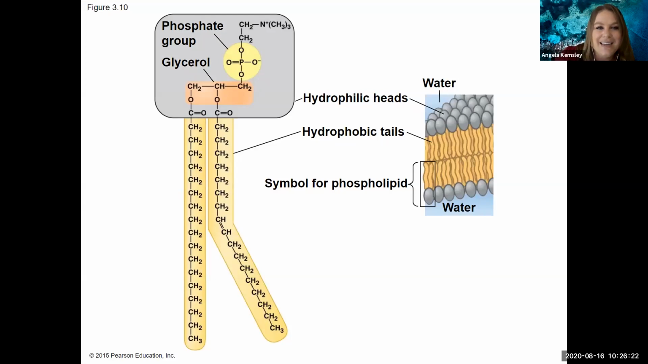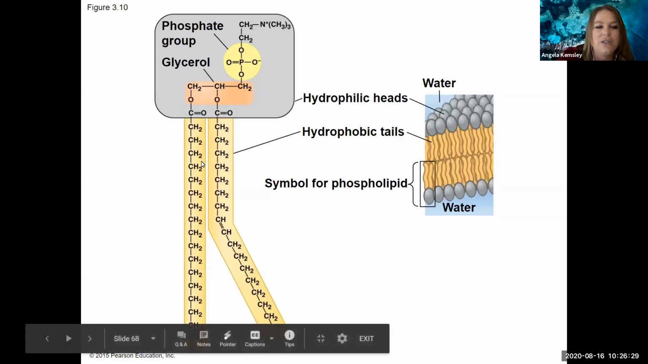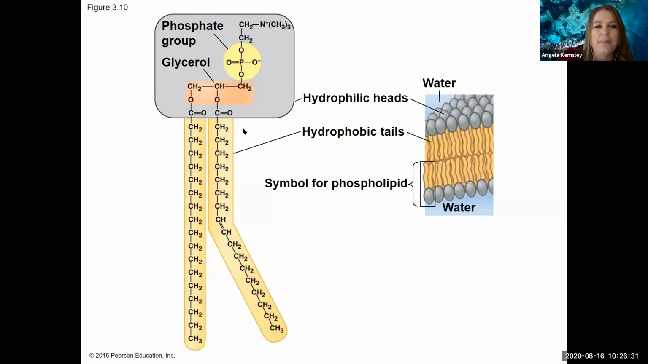So here is our phospholipid. Again, we've got our glycerol at the top. We've got our 2 fatty acid chains at the bottom. And actually here in phospholipids, we also have a phosphate group that's going to be bonded at the top here.